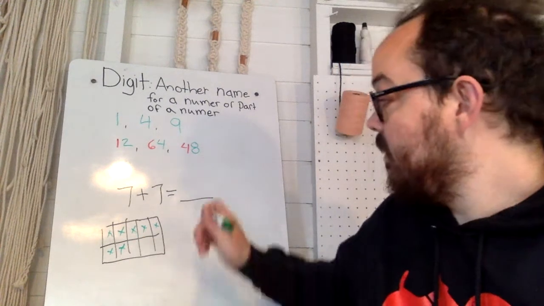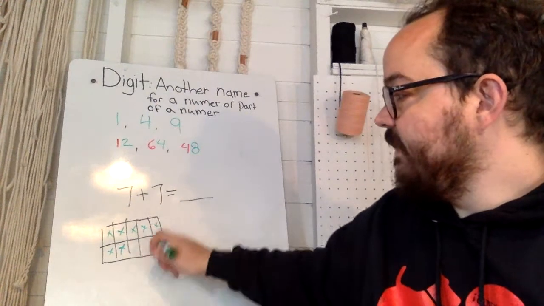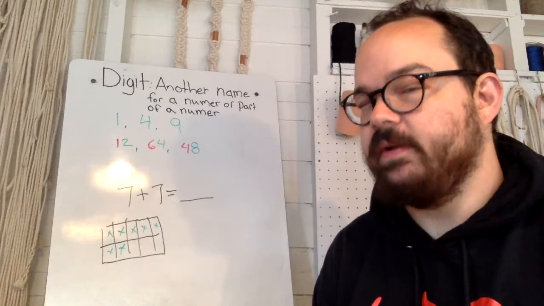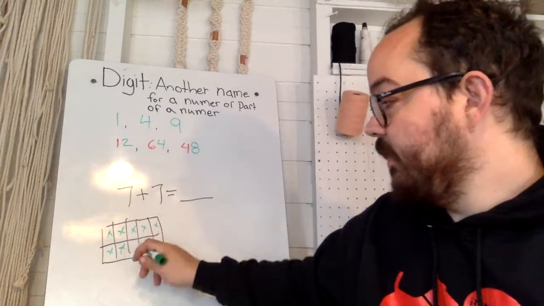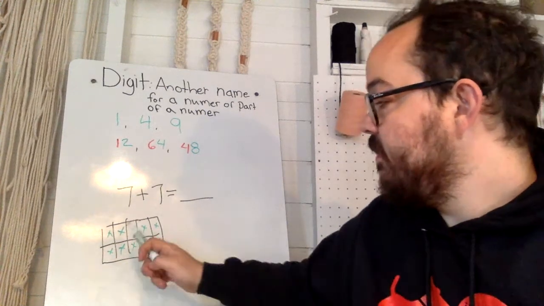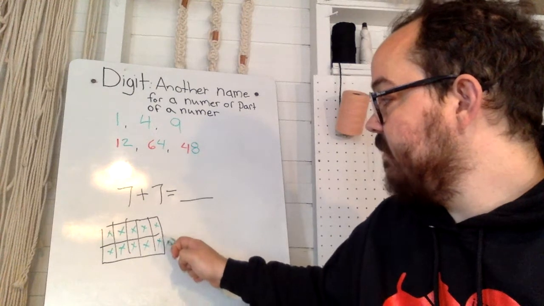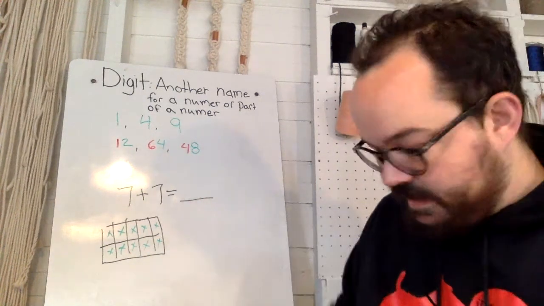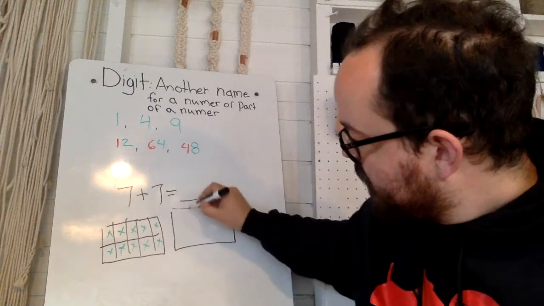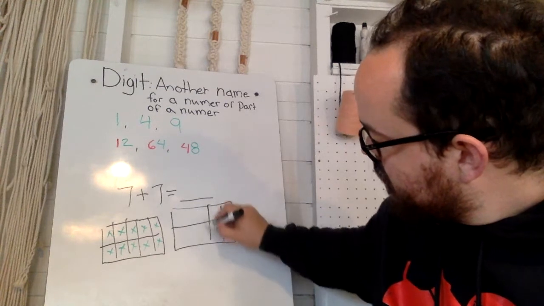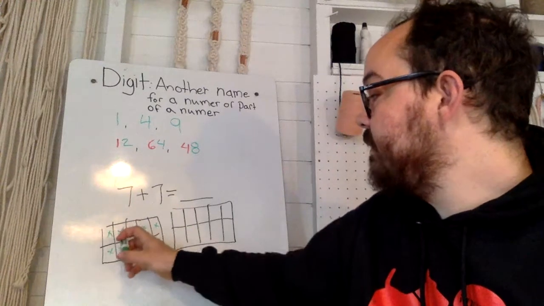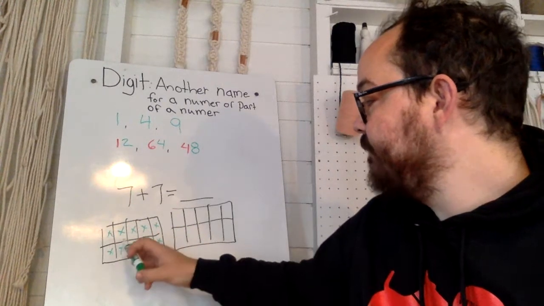Now, am I going to be able to fit the rest of the 7 in this 10 frame? No, I know I'm not going to be able to. So I'll put how many I have left. And I know this is 10. So 7, 8, 9, 10. Oh, but I still need another 10 frame. So 1, 2, 3, 4, 5, 6, 7.